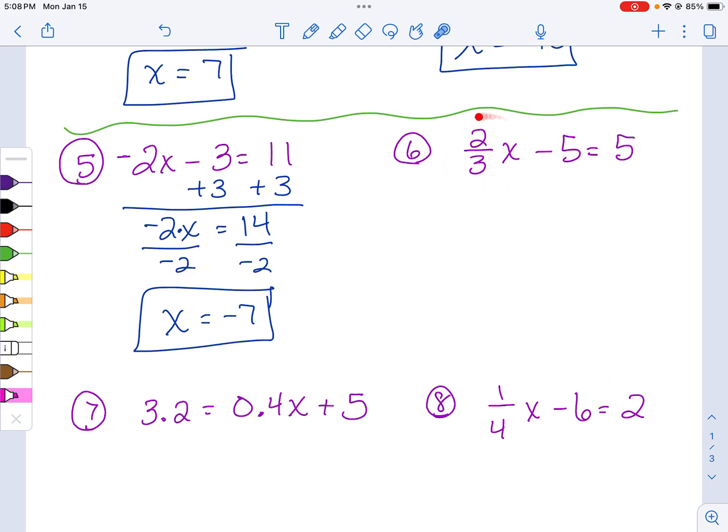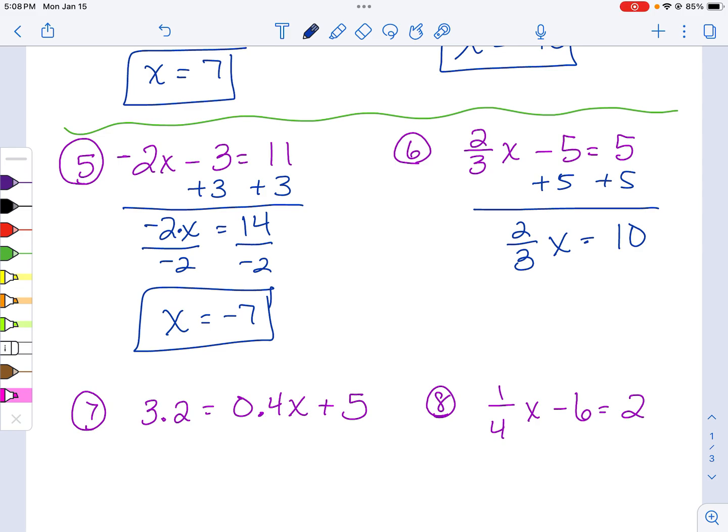We want to get this variable all by itself, so we need to move that negative 5 to the other side. So again, the way we do that is by doing the inverse operations or the opposite, so plus 5. So on the left side, I have 2 divided by 3x. The negative 5 and the positive 5 adds up to 0. And on the other side, careful, 5 plus 5 is 10.